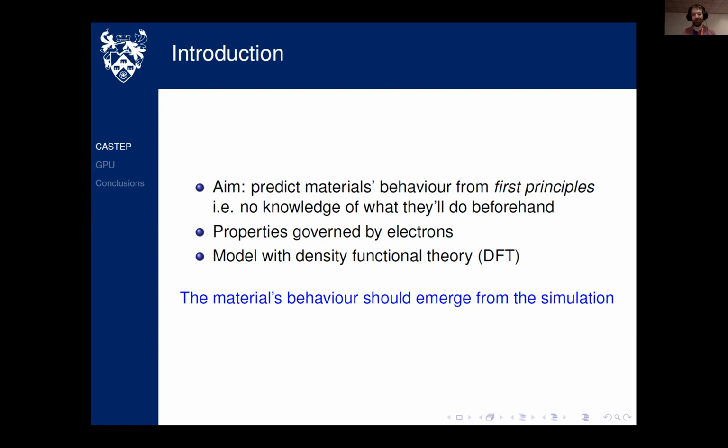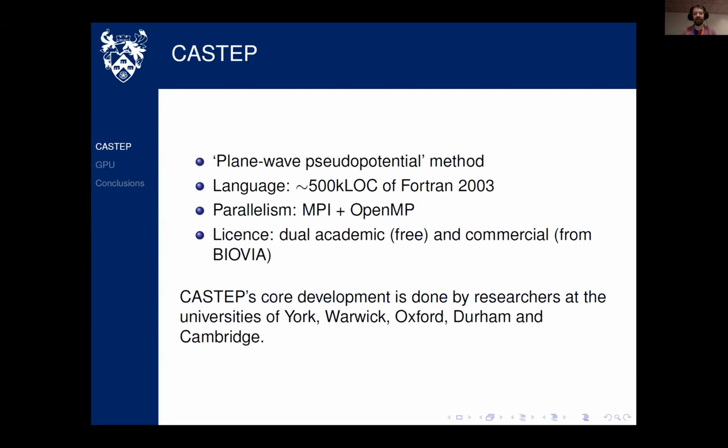Now that's the sort of science pitch and the sort of strategy, but what does it really look like? Well, in terms of CASTEP itself, we use the method generally known as the plane wave pseudo-potential method. So we write our quantum mechanical wave functions in plane waves in a Fourier basis. It's somewhere between 500,000 and 750,000 lines of code in modern Fortran 2003, a little bit of 2008. And it's parallelized on CPUs with hybrid MPI and OpenMP. The MPI has always been there, and the OpenMP is, I think of it as new, but it's probably over a decade old now, but it's the newer one.